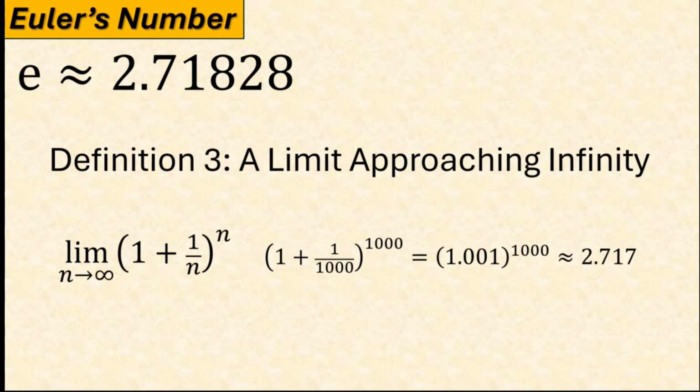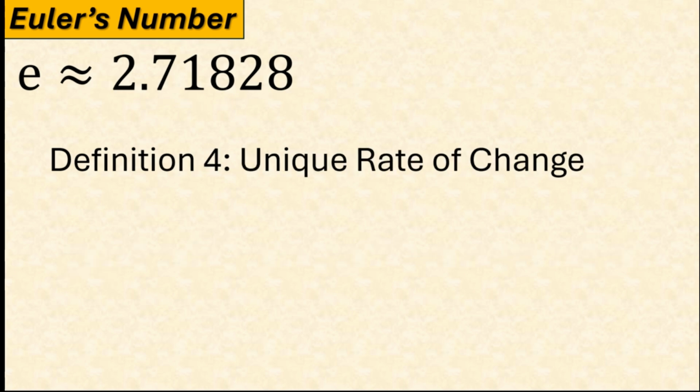There we go. Now we can see our number starting to look like e. As n gets even larger, we can create an even greater approximation of e. Now I'll move on to the last definition of e I'll go over in this video. e is often defined by its unique characteristics when it comes to rates of change.